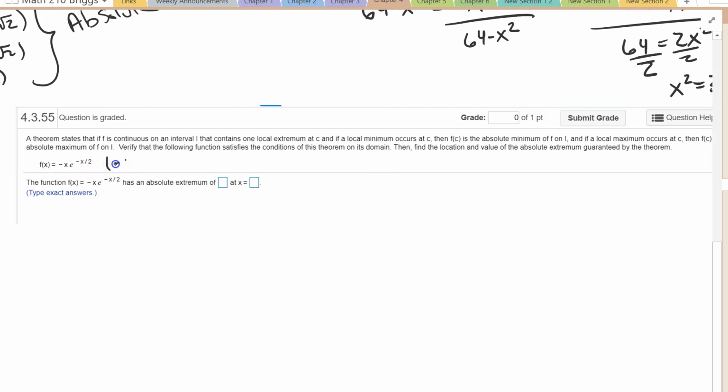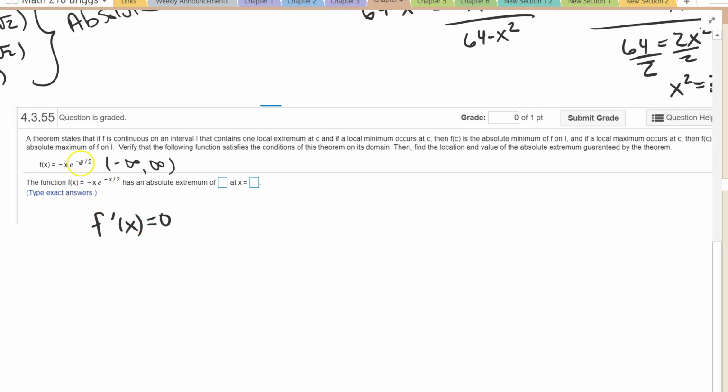So on I, if we find a critical point, and there's only one critical point, we can conclude that critical point is the absolute maximum or the absolute minimum of that function. So let's see what's going on here. The function, we need to find the derivative, and set that equal to 0.